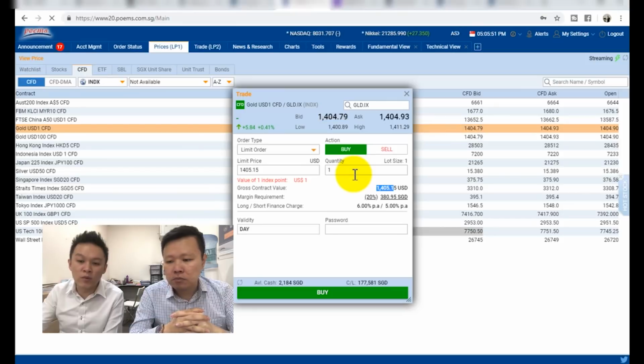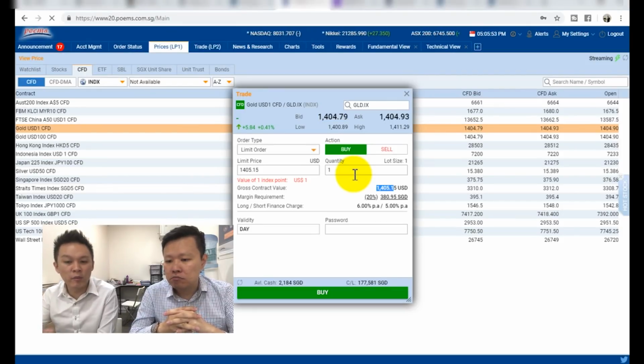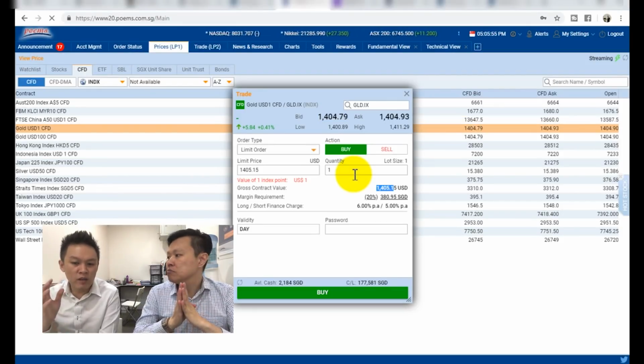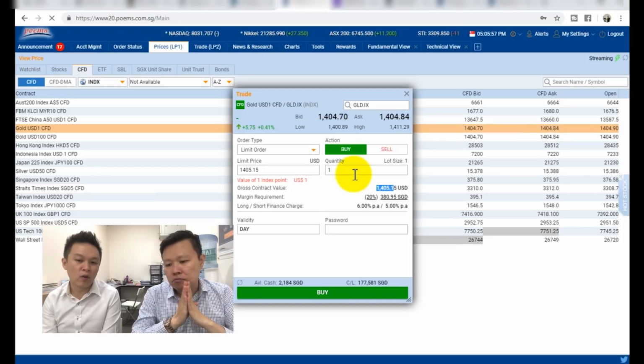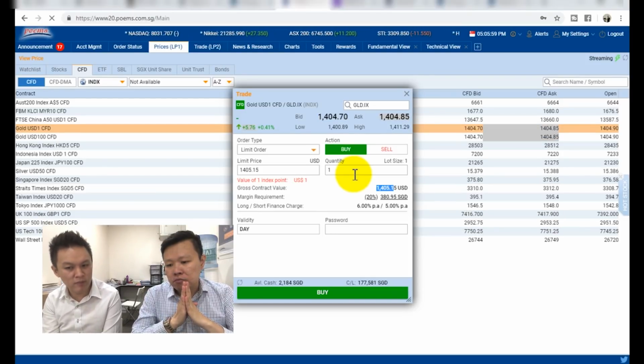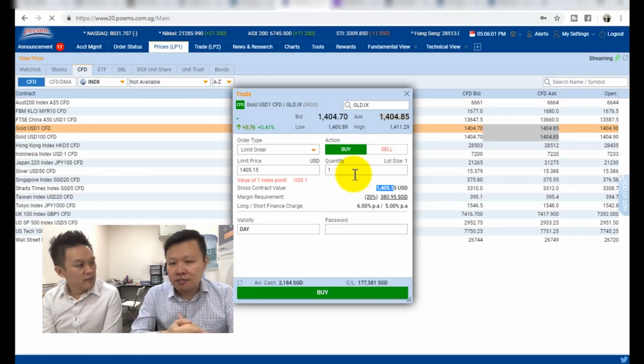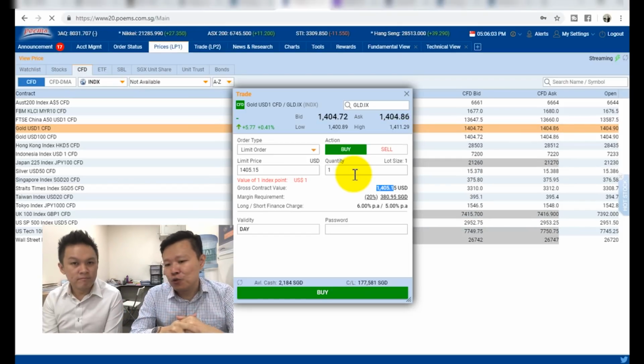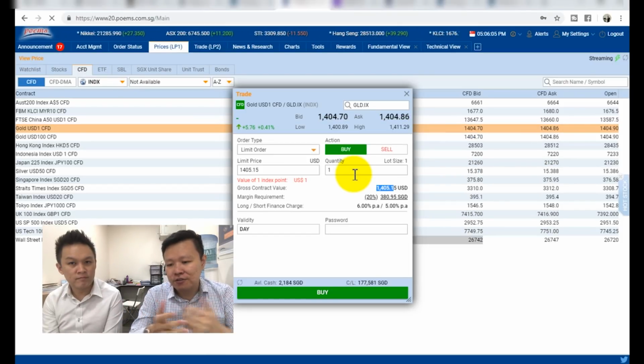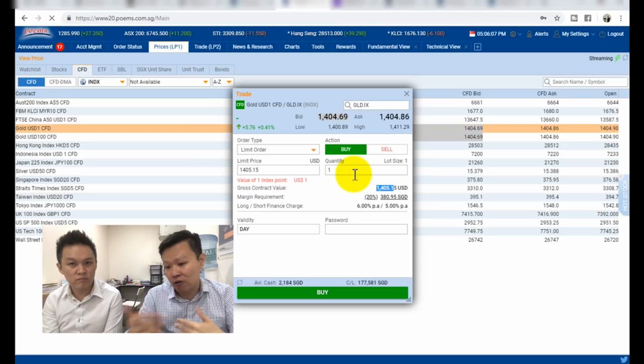That will be about 0.23 USD per day. So basically it's about 23 cents a day. So when you buy this CFD, a lot of people will ask, can we hold this for long term? Because there is a financial charge. So my suggestion is that try not to hold for long term.